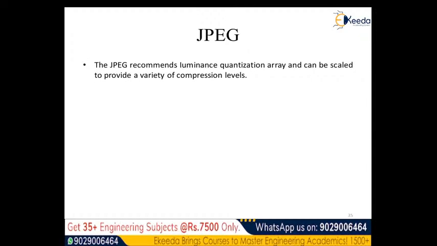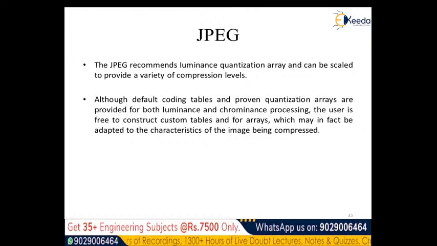So here for the luminance we have the consideration. JPEG basically recommends the luminance quantization array that can be scaled to provide a variety of compression levels. And although the default coding tables and the quantization arrays are provided for both the luminance and the chrominance processing, the user is free to construct custom tables and arrays which may in fact be adapted to the characteristics of the image being compressed here.